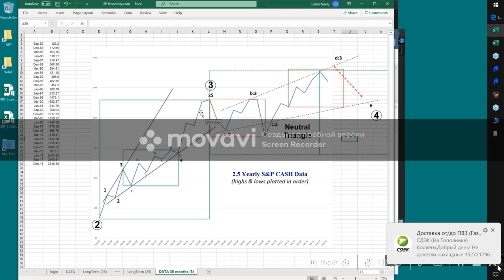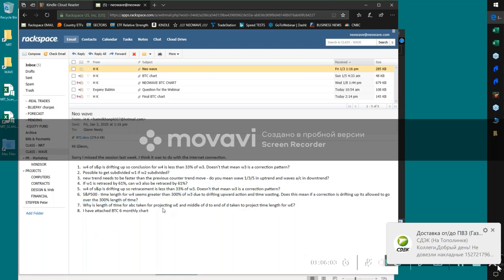Can you have a look at the chart I've sent you? We can just ignore that. I've been going through the questions. Why the length of time for ABC time for projecting? What is this question about? What does that say?